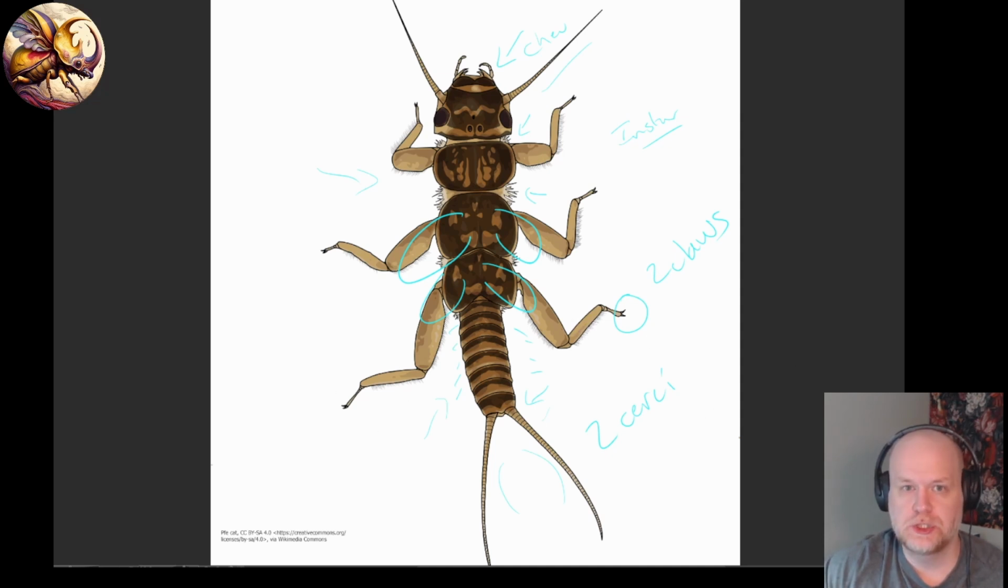So if you are searching for these in the water, you will likely have to pick up stones or do kick netting, where you're disturbing the bottom of the stream or the river and knocking them loose in order to find them.